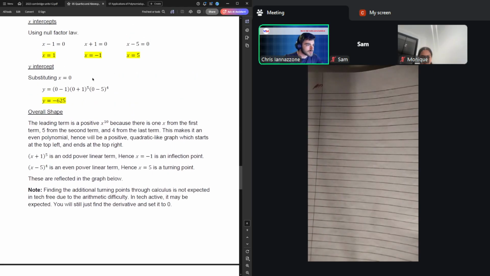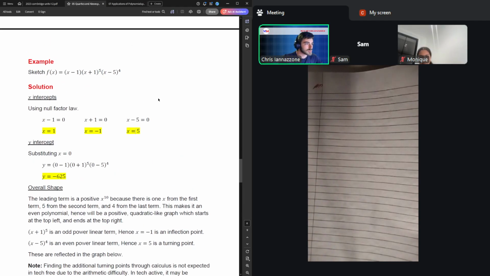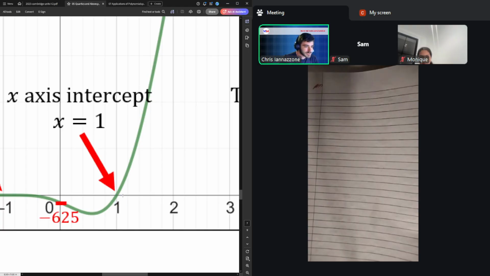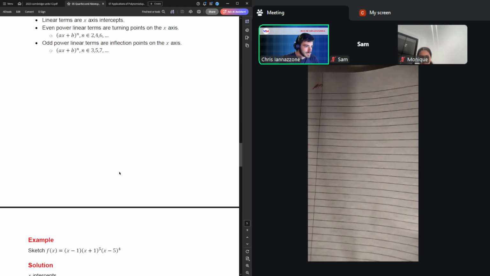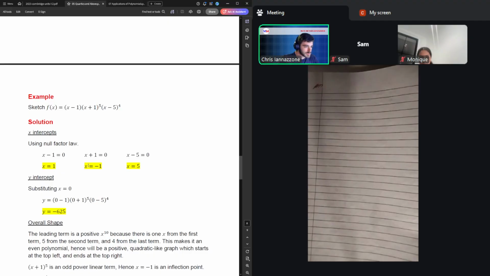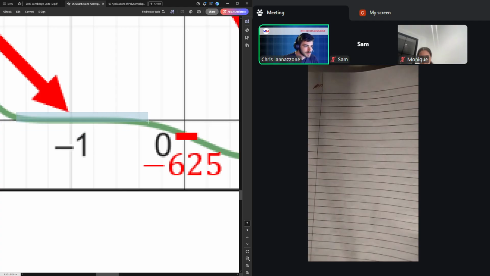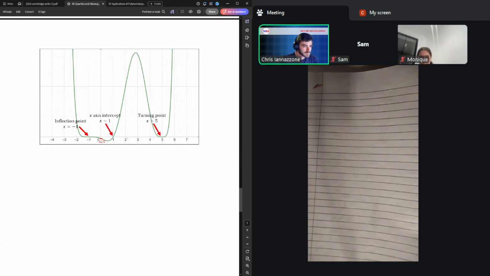Then, in order, we're just going to write out our x-intercepts and make them either cuts, inflection points, or turning points. This was a cut, so the x equals 1 should be a cut, which sure enough it is. It cuts all the way through. The x plus 1 gave us x equals negative 1. That was a power of 5 term that it came from, and so because that's an odd, that's going to be an inflection point, which again, sure enough, you can see it wobbles there.